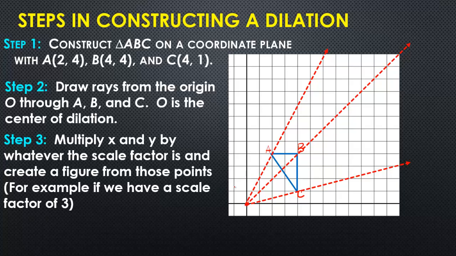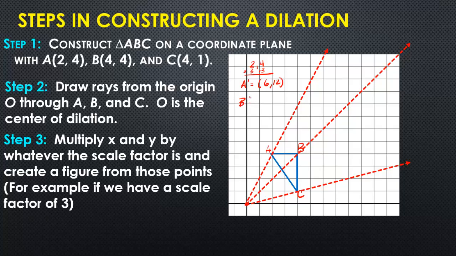All right, so we're going to multiply X and Y by whatever the scale factor is. So if you're given what the scale factor is and you have to create the new figure from that, basically all we have to do is say, okay, well, if I take A, which is at 2, 4, and I multiply both of those by 3. So let's say we have 2, 4, multiply both by 3. Our new point for A prime would be at 6, 12.